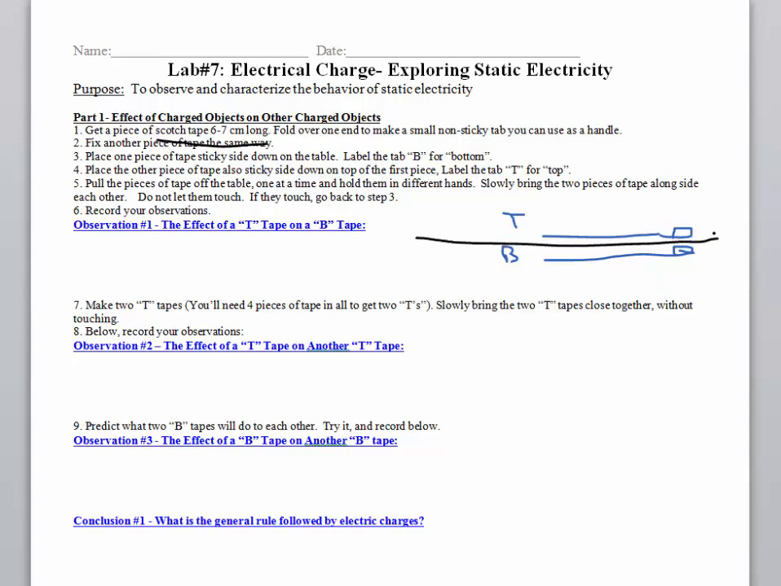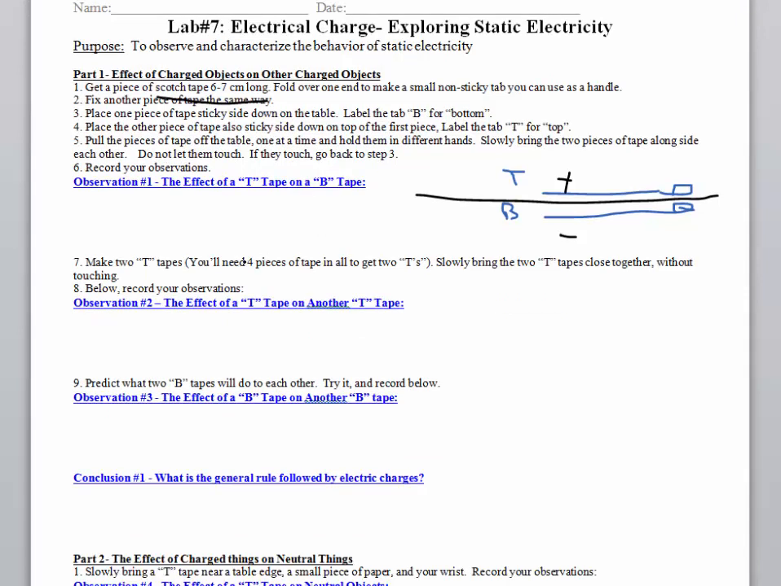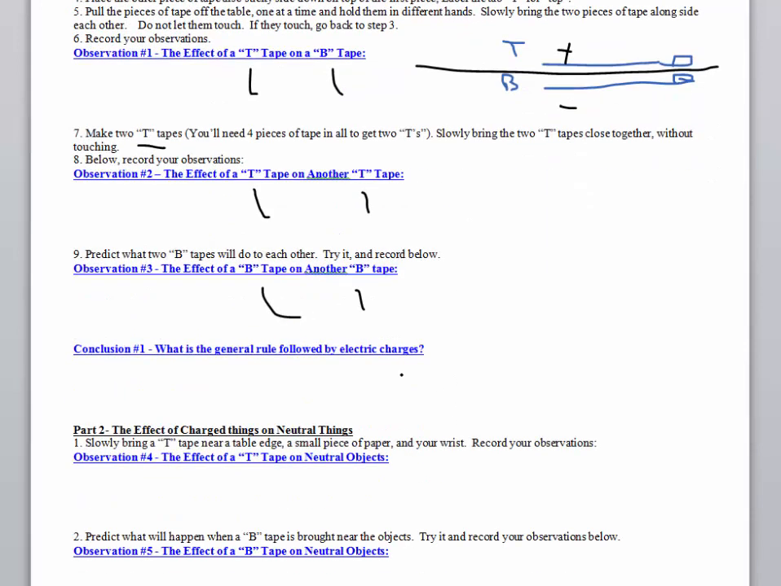two. What you did initially was pull them off of the table, and then split them apart, and bear in mind that charge is going to be a conserved quantity. So this one might have a positive charge, and this one might have a negative charge, and you're just going to mess around with the B tapes and the T tapes and see what they're attracted to. Now, I do have you make 2 T tapes and 2 B tapes, and take a look at the effect of a T tape on a B tape, a T on a T, a B on a B, and make some statements about electrical charge.